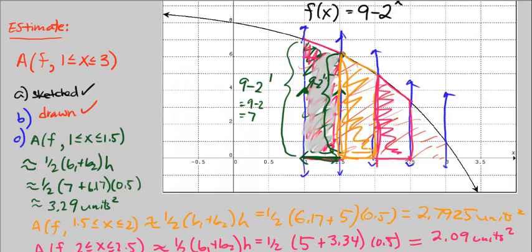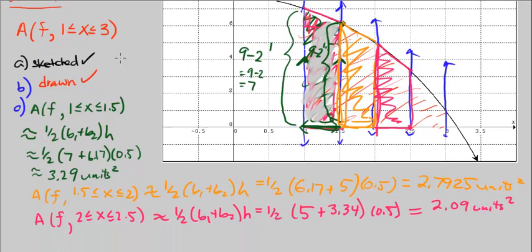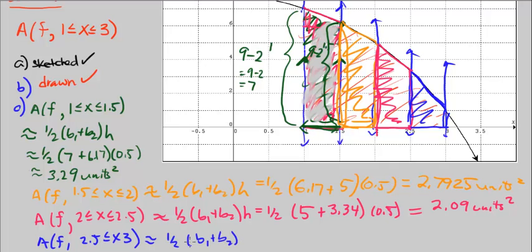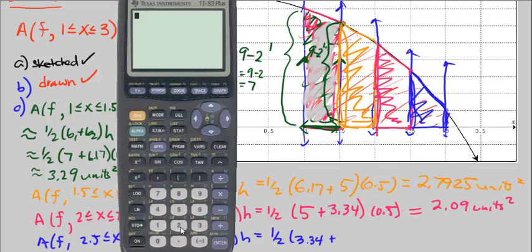All right. Finally, I want to find the area of this region. So I'm going to estimate it. It's not straight, but I'm going to just estimate it with a trapezoid. So this region is just the area between 2.5 and 3. And that's, again, going to be 1/2 base 1 plus base 2 times our height, because I'm using a trapezoid. So the base over here is 3.34 plus, well, what's the height here? Let's go ahead and plug in.